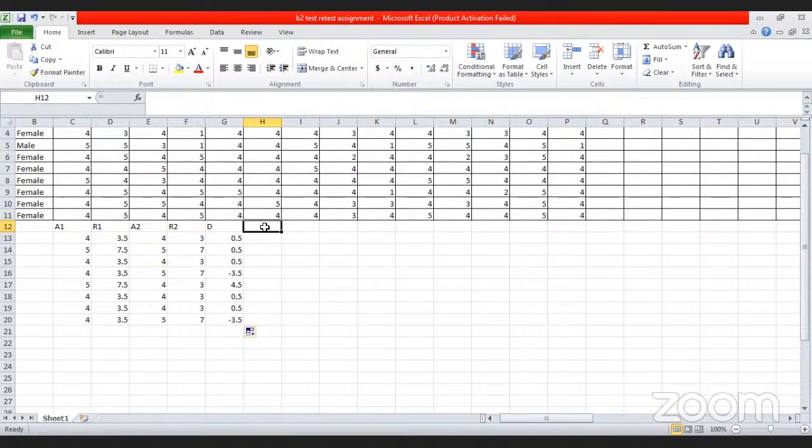Okay. Now we have to calculate the d square. So I will put equal to, then I will select it, then shift 6 to enter. I got this square. I'm just squaring the d. I'm dragging it down, so I have got all of these d squares. Clear?